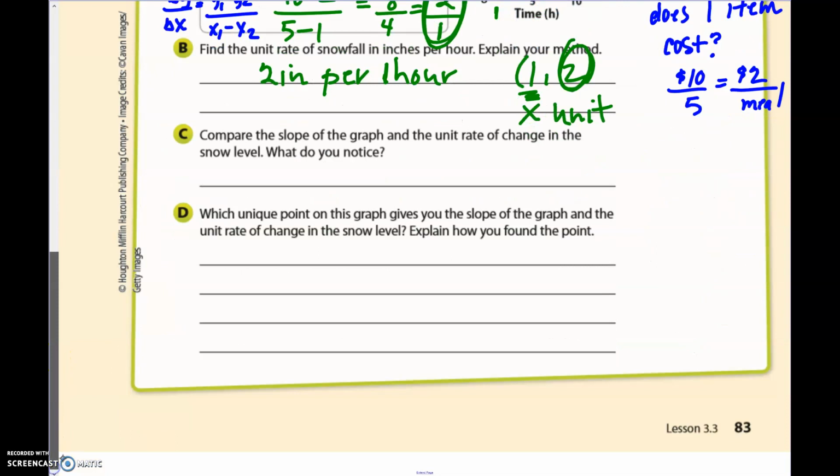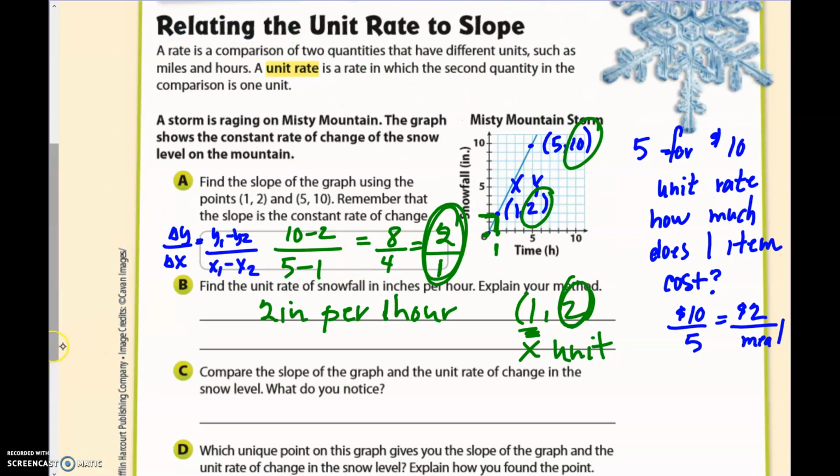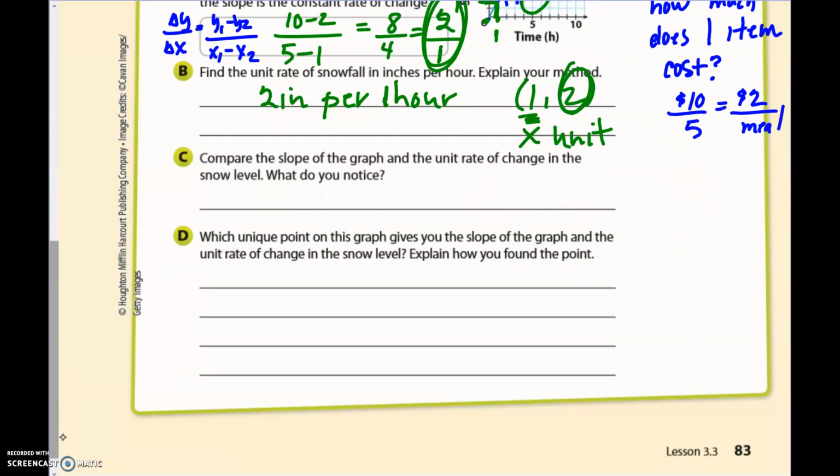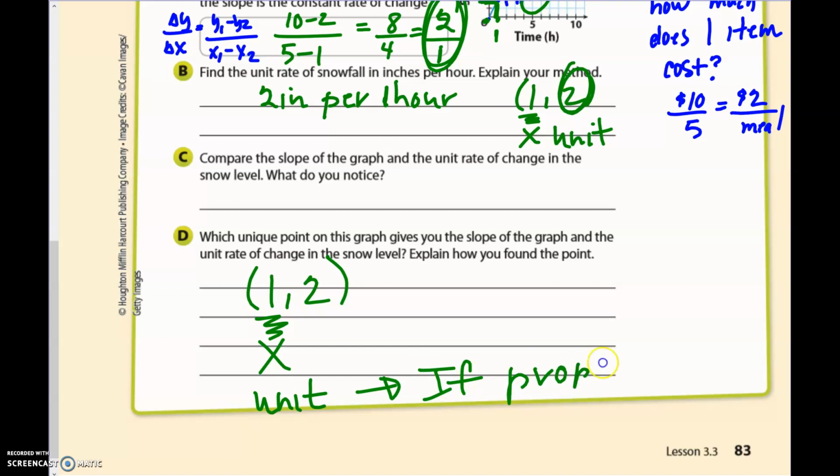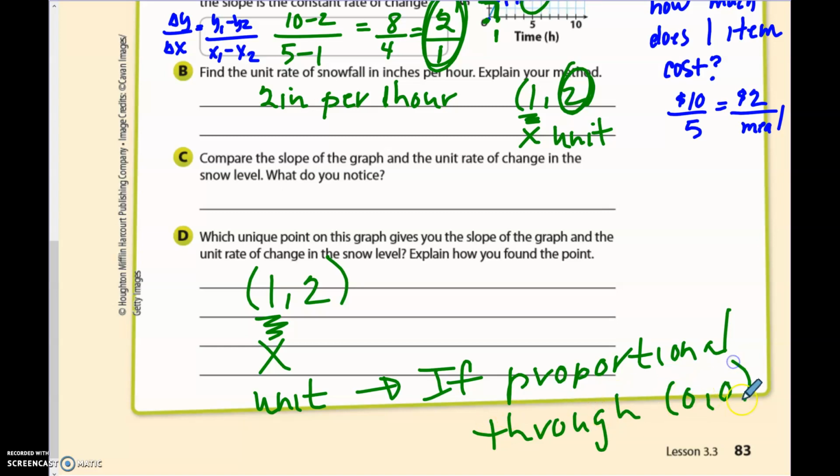So the unique point here that they're talking about, whoo, that just flipped up on me, that unique point here is 1, 2. When this x value is 1, then this is going to be the unit rate if it is proportional. So if it is going through 0, 0, if it goes through that ordered pair 0, 0, and we could tell by that graph that it was.